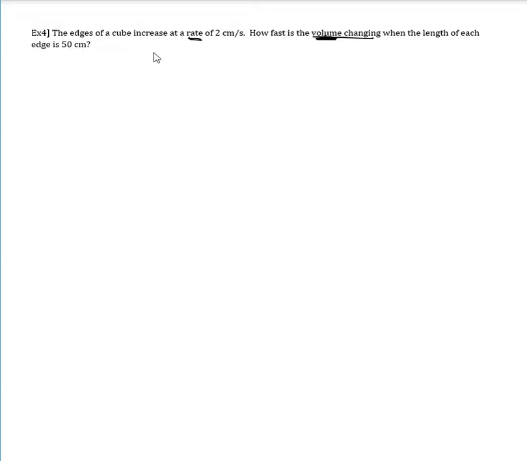So the edges of a cube. So a cube. Let's try our best drawing here on the computer. Again, it's tough with the computer pen most of the time here. Okay, so there's a cube. So we've got the cube, and with a cube I know each edge is the same, and I'm going to use x for my variable. So it says the edges of the cube increase at a rate of 2 centimeters per second. Okay, so that's useful for us. We'll come back to it.